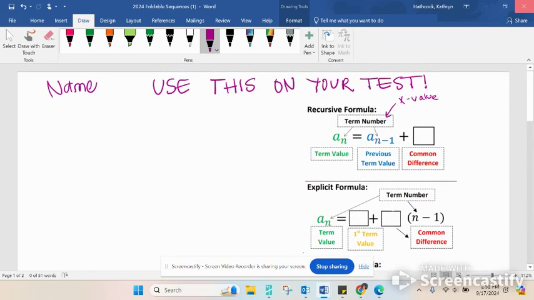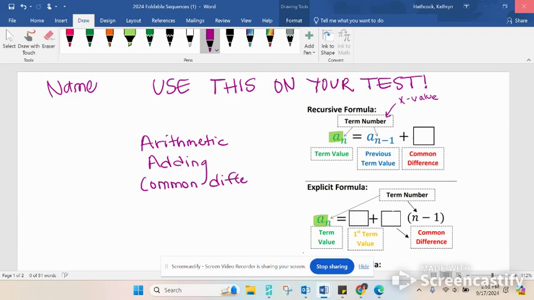And then inside we have some example problems. But this recursive and explicit formula both have the letter A in them. This A stands for arithmetic. And I highly recommend writing some notes off to the side, like arithmetic means every time you have an arithmetic sequence, you're adding. And you are using a common difference.